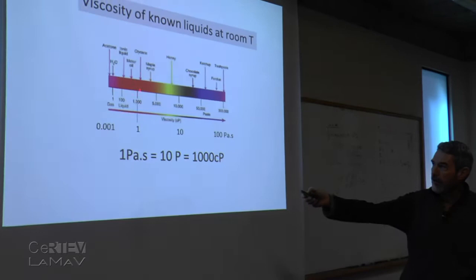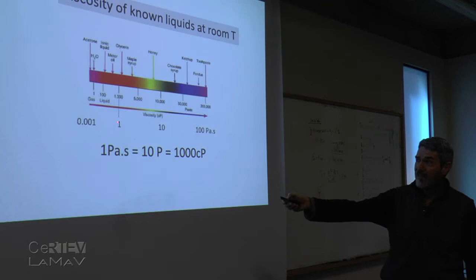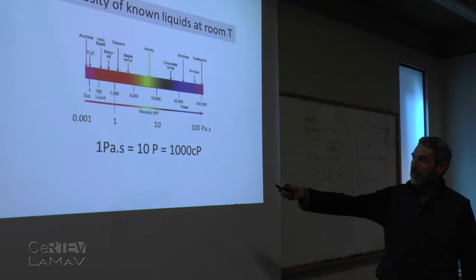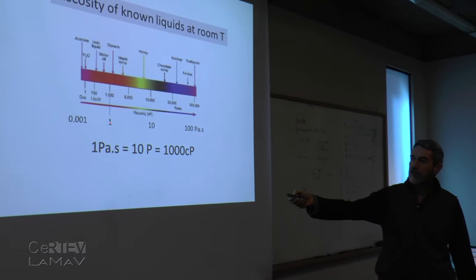And then we have glycerin. 1 Pascal second. This is the viscosity of molten glasses. Molten oxide glasses at 1500 Celsius or so have viscosities between 1 and 10 or so Pascal seconds.